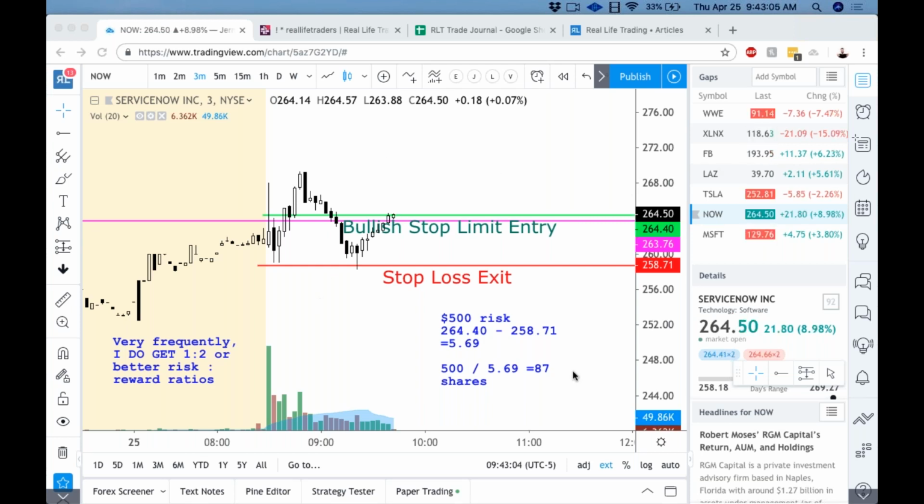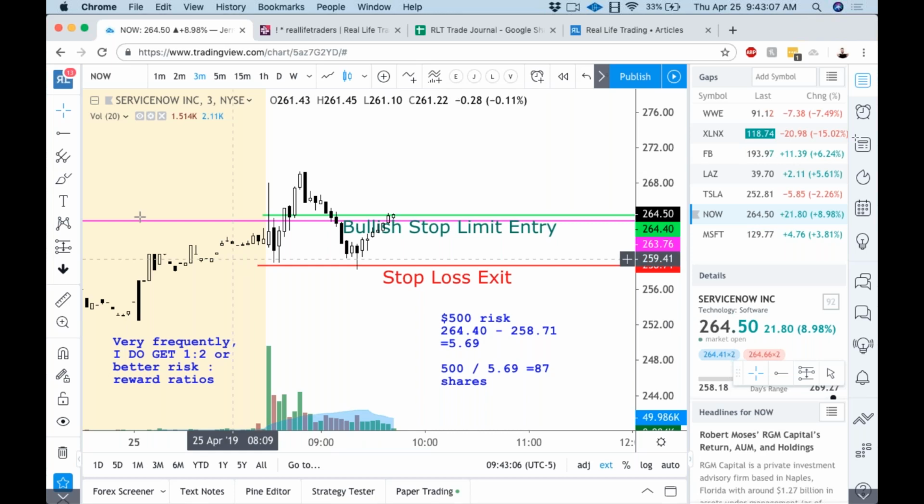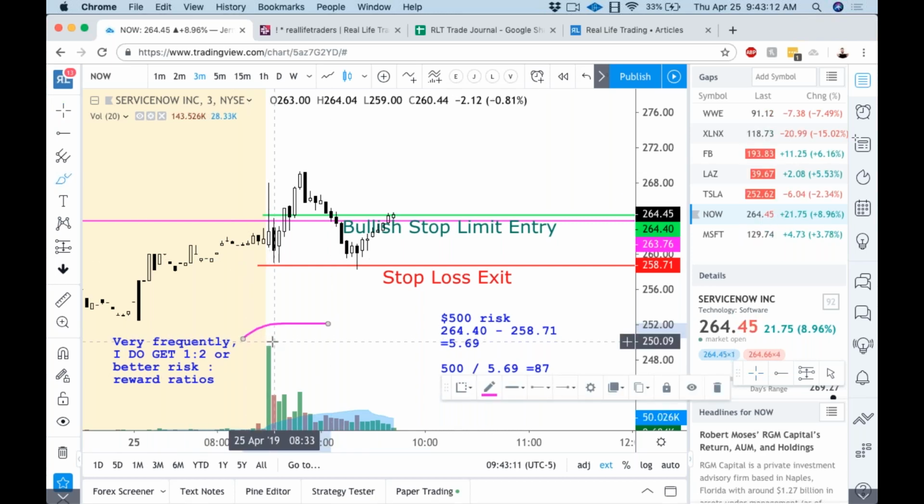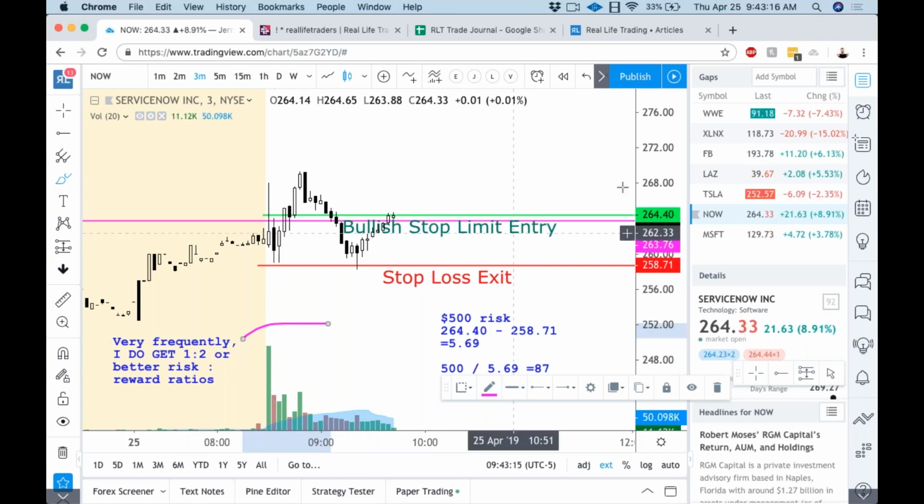So this is the math formula right here to determine your risk size. And a 1 to 2 risk reward ratio, right? I very rarely, only 15% of my trades, get better than a 1 to 2 risk reward ratio.